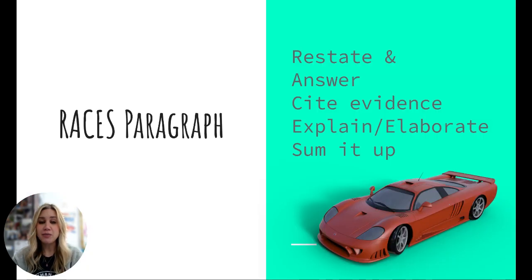So a really good way to structure and organize your paragraph is using the RACES method. The RACES method is an acronym, and it stands for Restate and Answer, Cite Evidence, Explain and Elaborate, and then Sum It Up. That's just an easy way to remember how to break up and organize your paragraph and your writing. Make sure that you have everything covered.